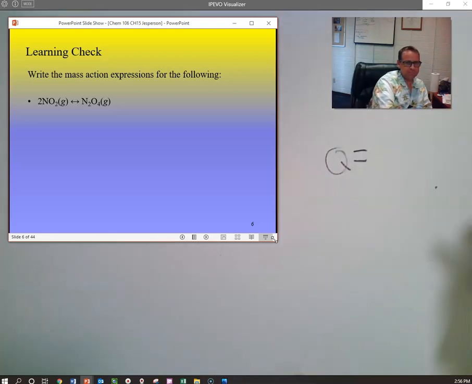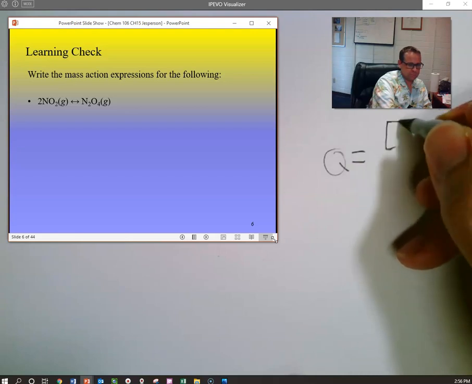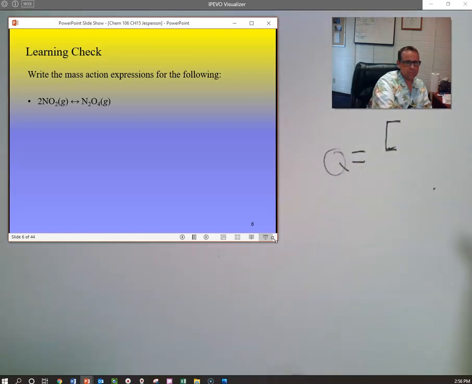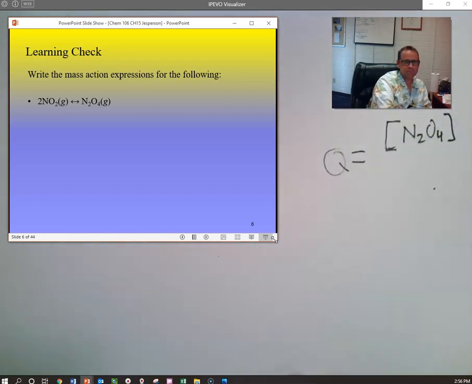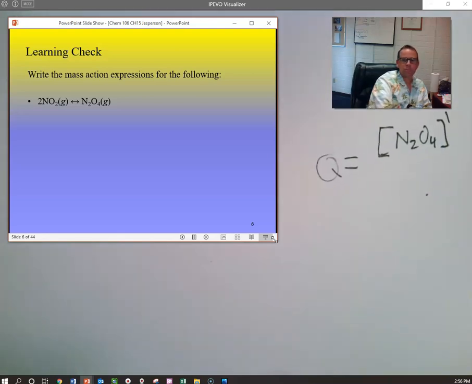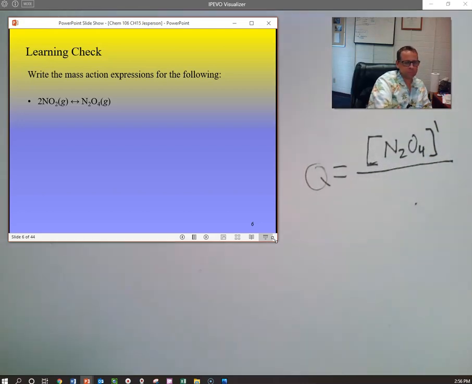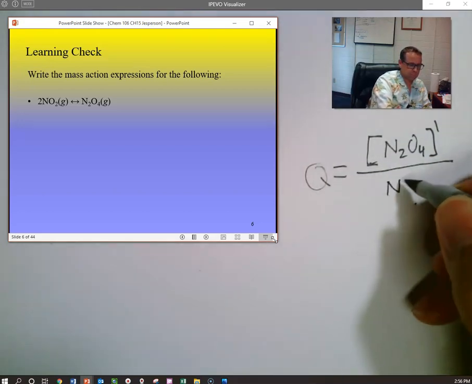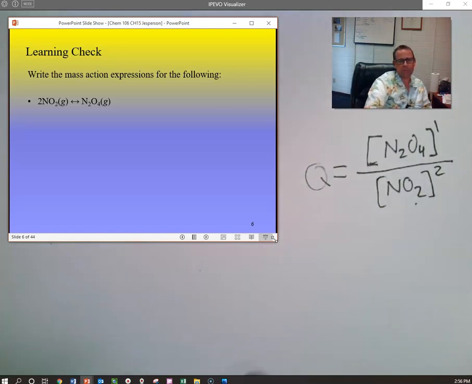What am I going to write for the equilibrium expression for this equation? Q equals the concentration of the product, N2O4, raised to 1, and then all of that divided by the concentration of NO2 raised to the second power. Very good. Excellent. Okay. Next one.